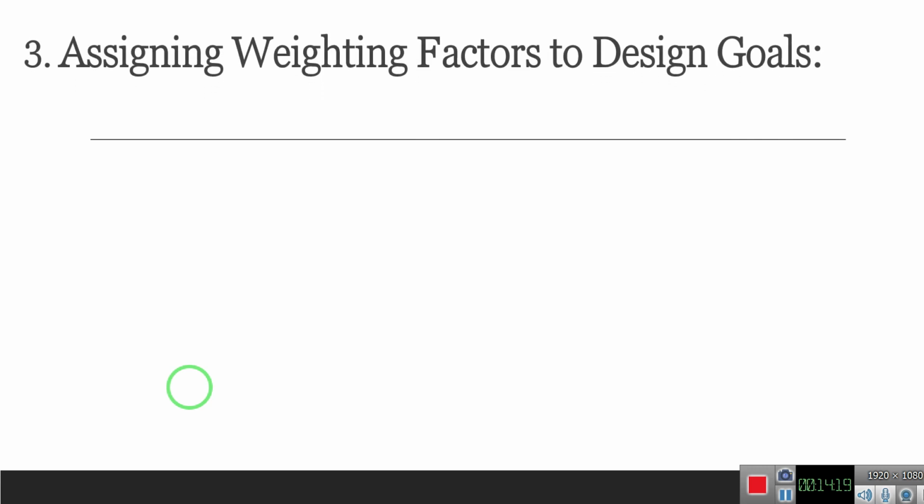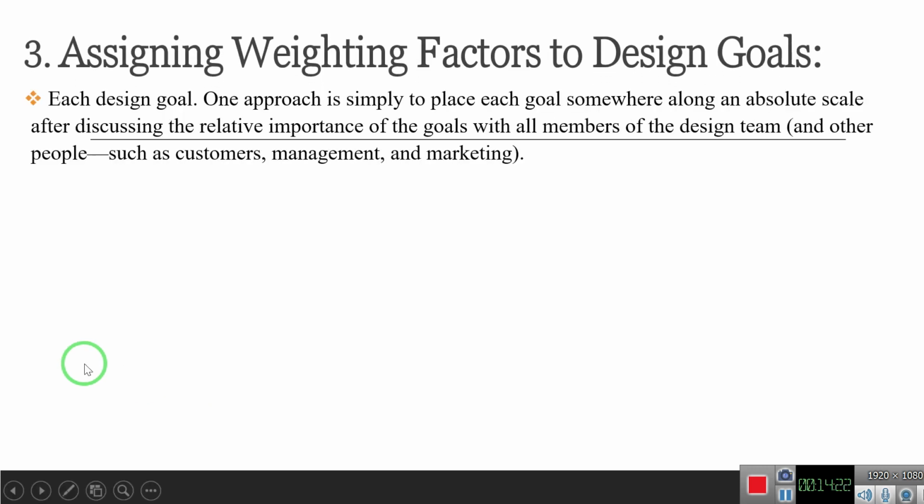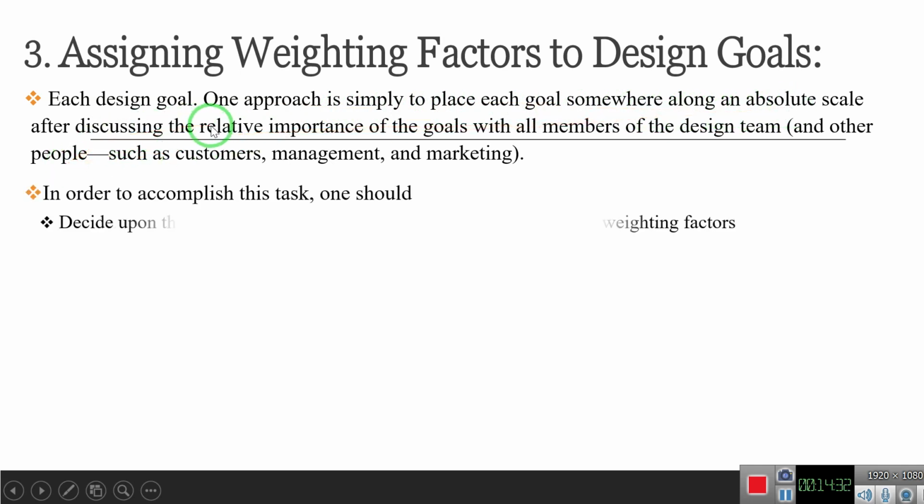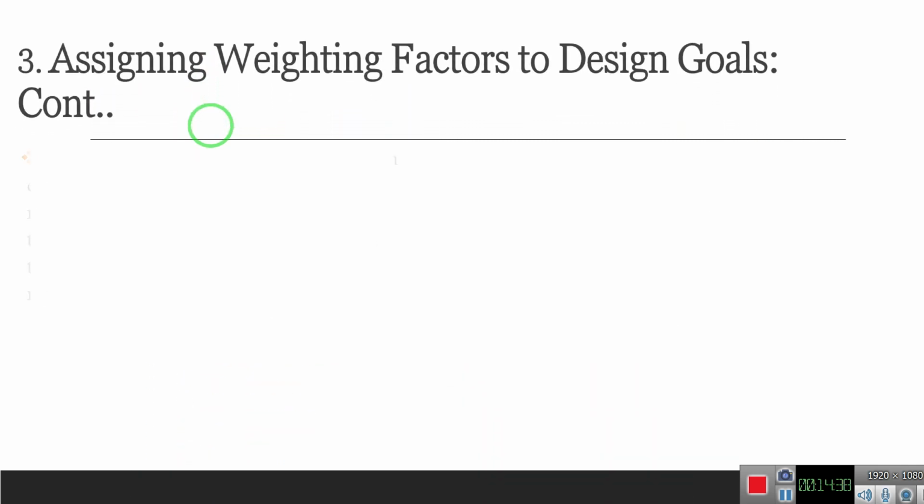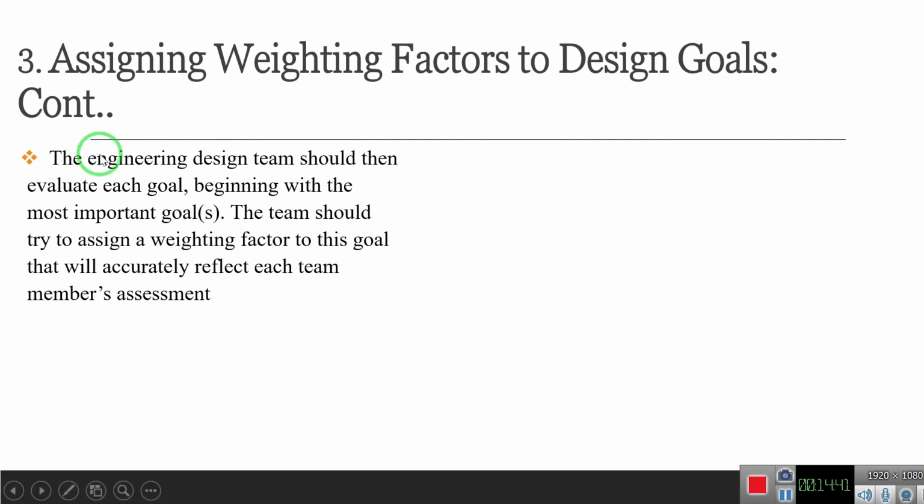Next, assigning weighting factors to design goals, continuation. One approach is simply to place each goal somewhere along an absolute scale after discussing. Then the engineering design team should evaluate each goal, beginning with the most important goals. The team should try to assign a weighting factor to each goal that will accurately reflect each team member's assessment.